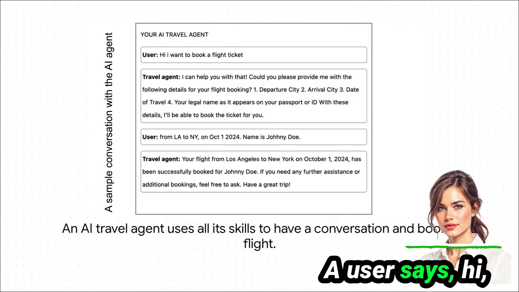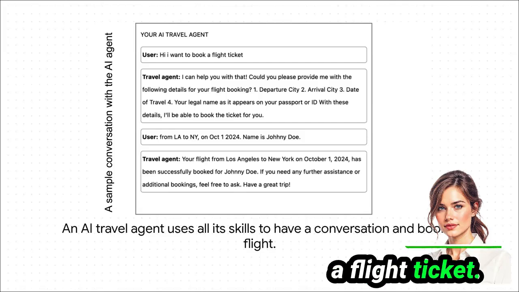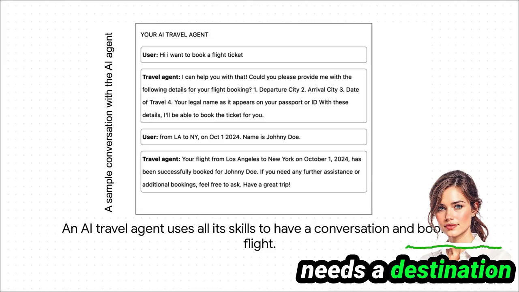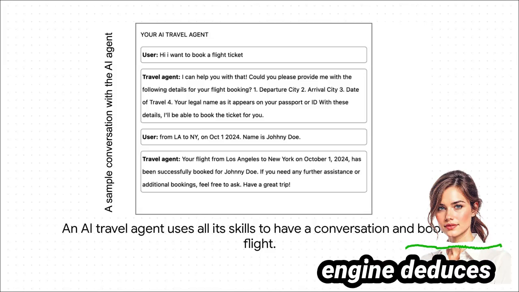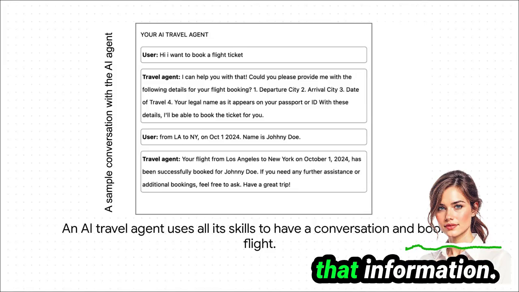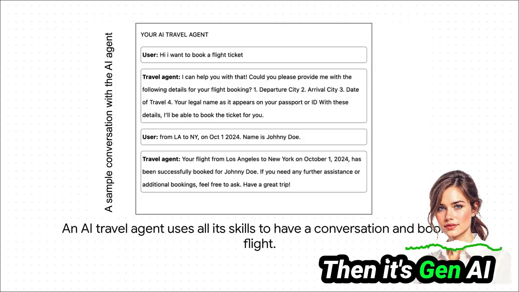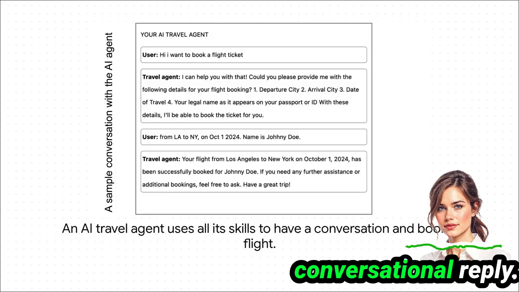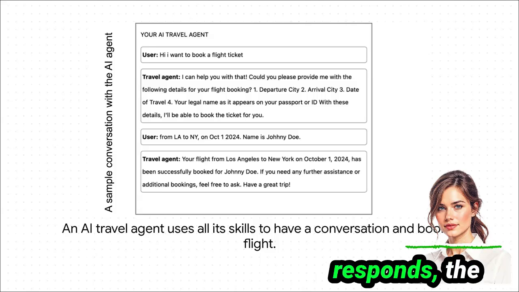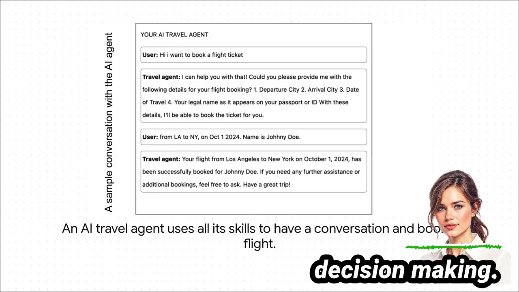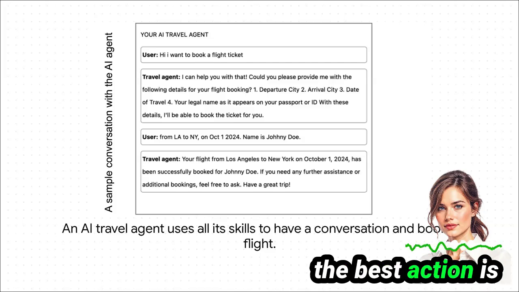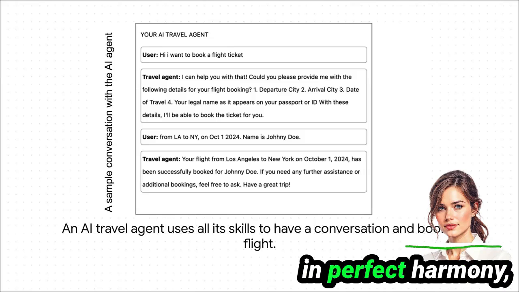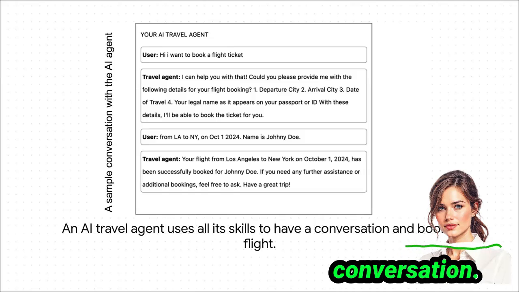A user says, "Hi, I want to book a flight ticket." Instantly, the agent's knowledge base tells it that a flight needs a destination and a date. Its reasoning engine deduces that it has to ask for that information. Then, its Gen AI supercharger kicks in, crafting a natural conversational reply. When the user responds, the agent learns the details, and its decision-making module concludes the best action is to book the ticket. Every component we discussed working in perfect harmony, all in one simple conversation.